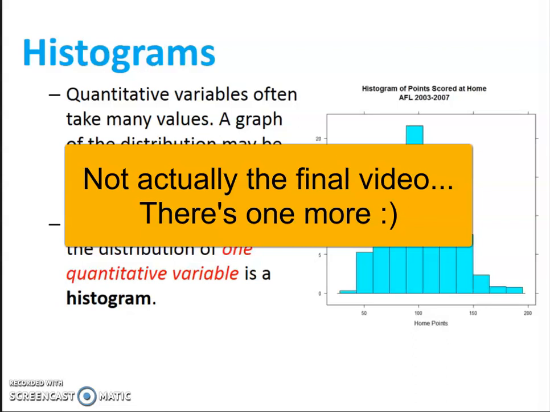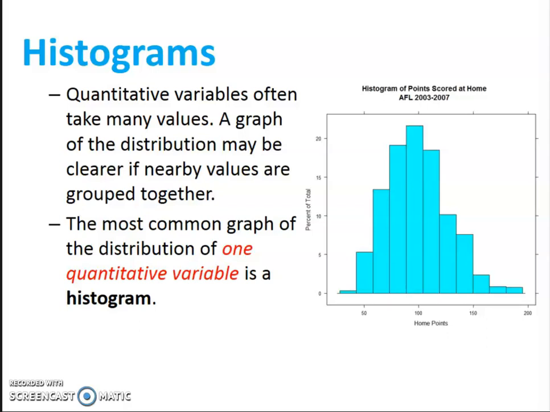This is our final video for section 1.2, talking about quantitative data and how we display it. So far we've talked about two methods of displaying quantitative data, our stem plots as well as our dot plots. Now, a graph of the distribution may be clear if things are grouped together, which you don't always see in stem plots or dot plots. So the most common graph of quantitative variables is in fact a histogram.